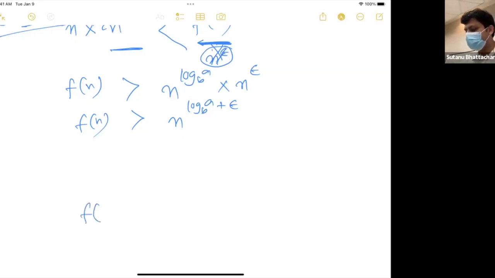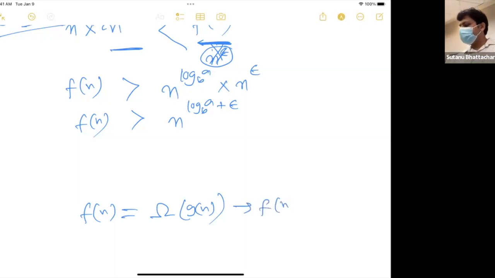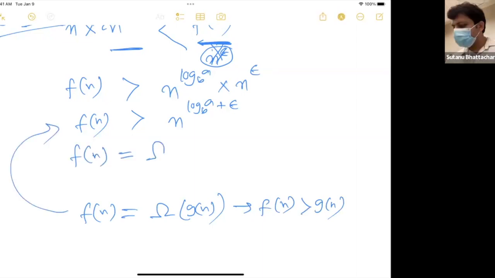So Fn, now how can you represent it using asymptotic notation? We know Fn equals big omega of Gn. Which one is larger, Fn or Gn? Fn, just opposite of case 1, just opposite of big O. So Fn is larger, right? It means Fn is greater than Gn. So similarly, how can you write this relation using asymptotic notation? Big omega of n^(log a base b plus epsilon).